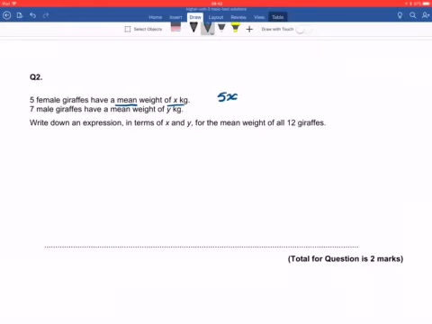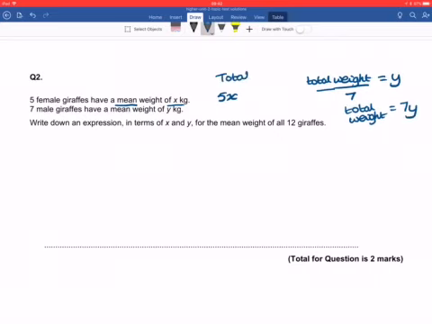The same with the male giraffes. When I added all their weights together and divided by 7, I got y. So if I want to know what their total weight is, their total weight must have been 7y. So to unpick it, their total weights must have been 5x and 7y. Now it wants a mean weight for all 12.